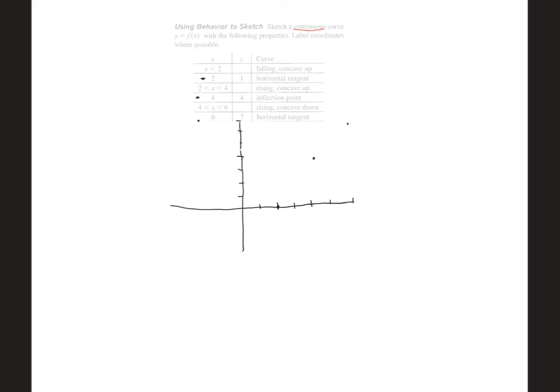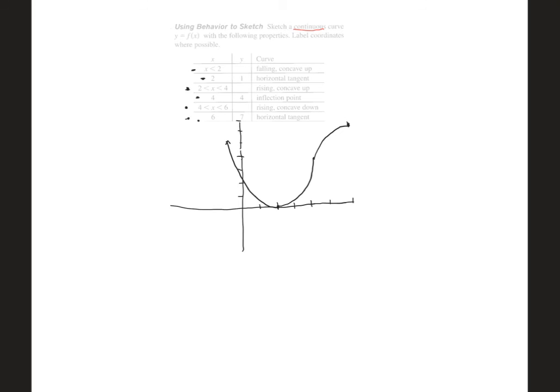Okay, we have for x less than 2, it is falling and concave up. So here's our 2, so it's going to be falling and concave up till we get to there. Then from 2 to 4, it's going to be rising and concave up. That's going to take us up to there. And then from 4 to 6, it's going to be rising but concave down. It's going to take us to there. And then we have a horizontal tangent at 6, 7.